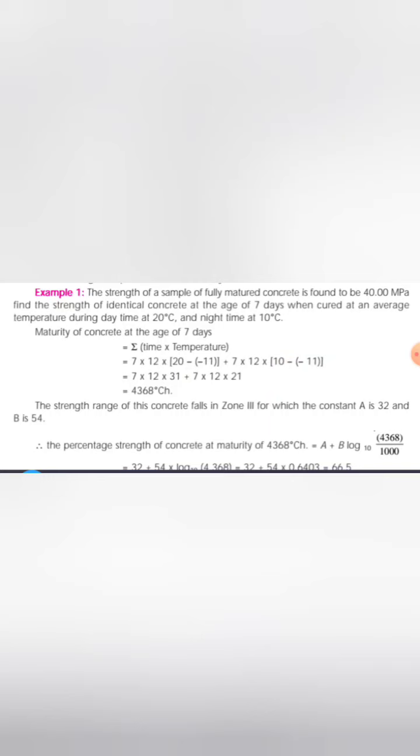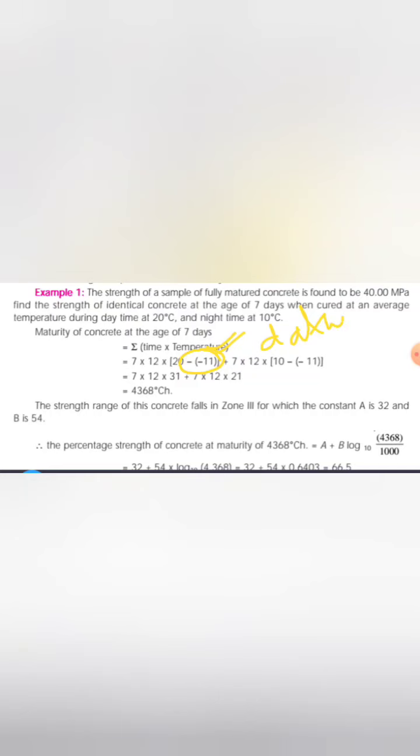When we are calculating the temperature, the minus 11 is taken into account. This is because hydration of the cement paste will be initiated even when the concrete temperature is minus 11 degrees Celsius, so it has been taken as the datum. If the temperature is less than minus 11 degrees Celsius, say minus 12 degrees Celsius, the hydration of the cement paste will not start. That's why we are using this as the datum.